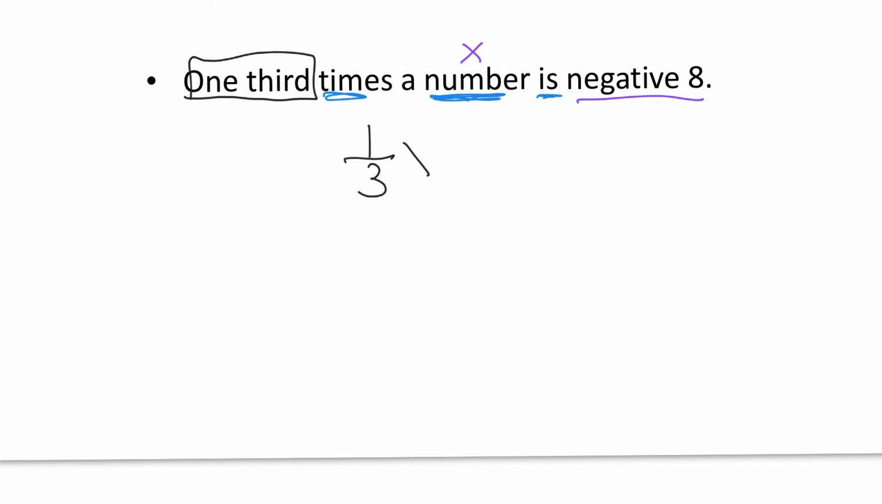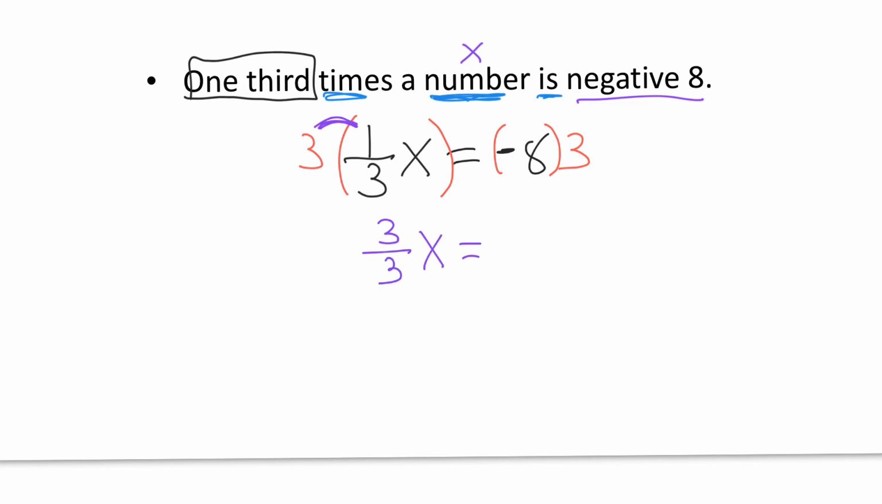1/3 times x. I don't need that times in the middle. Remember that when you don't have an operation in between, by default it is multiplication. So you don't have to put the actual times symbol in between. And that's going to equal a negative 8. So guess what? You have a fraction. Let's get rid of fractions. You multiply by the denominator, which is 3, and the other side by 3. Whatever you do to one side, you do it to the other side. You multiply the top. 3 times 1 is 3, and you keep the denominator. Bring down the variable, equals negative 8 times 3, negative 24.